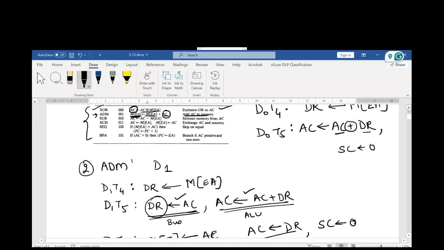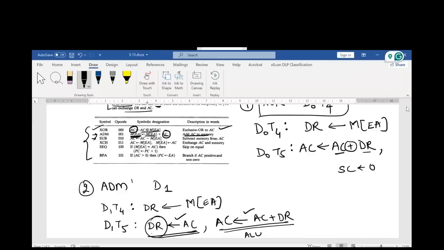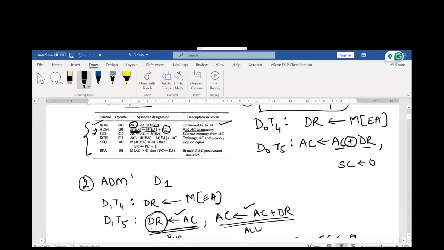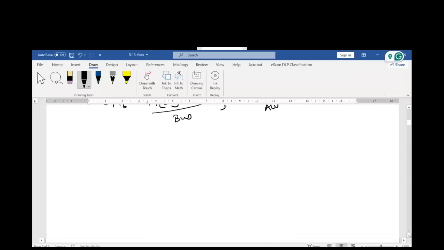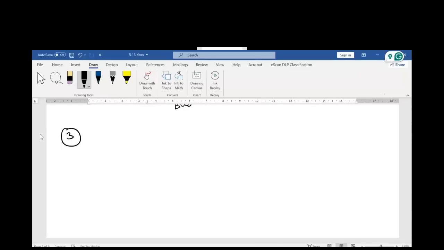What is our third instruction? Subtraction. In subtraction, you are asked to carry out AC equals AC minus M of EA. Let us do that. It is 0, 1, 0, so D2. Now we know that subtraction cannot be done directly, so we'll have to perform it using the 2's complement method. So D2, T4. Why D2? Because the code given was 0, 1, 0.